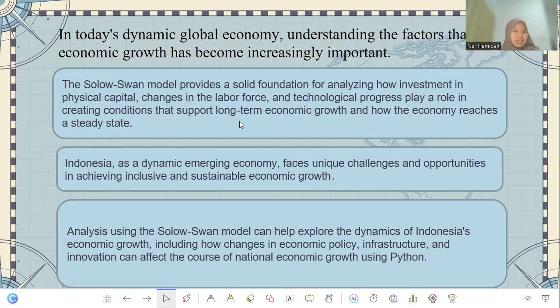Indonesia, a dynamic emerging economy, faces unique challenges and opportunities in achieving inclusive and sustainable economic growth. Analysis using the Solow-Swan model can help explore the dynamics of Indonesia's economic growth, including how changes in economic policy, infrastructure, and innovation can affect the course of national economic growth, using Python.